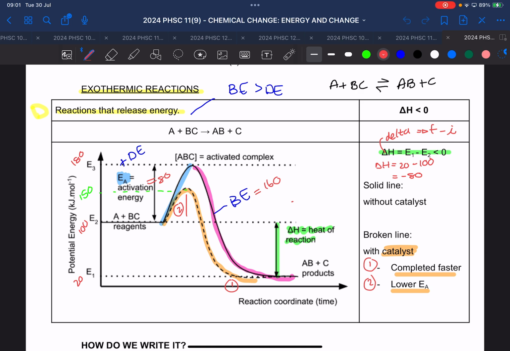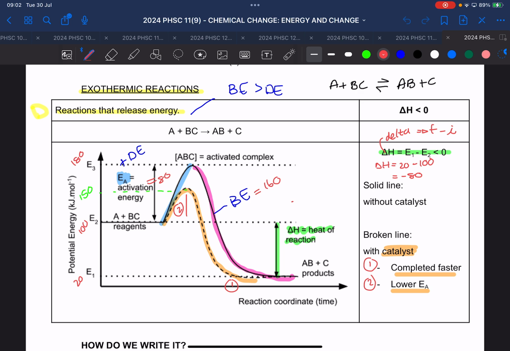Anyway. What did the container feel like? It was heating up. So an exothermic reaction heats up. Why does it heat up? Because it releases more energy than what it takes in. So it gives off more energy than what it requires.